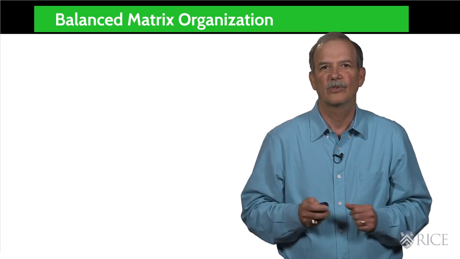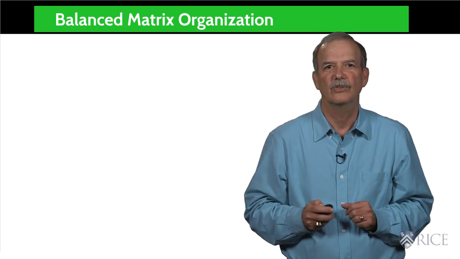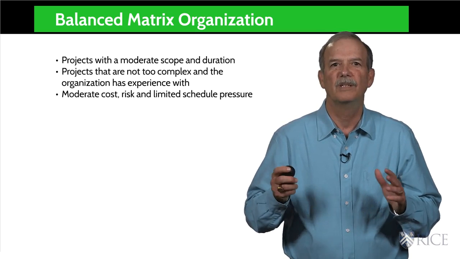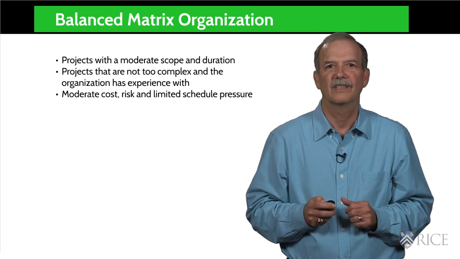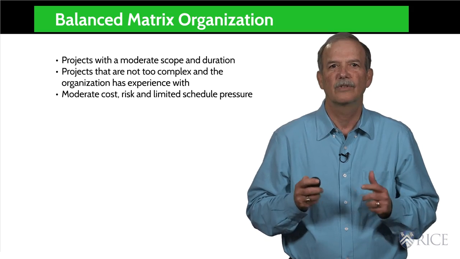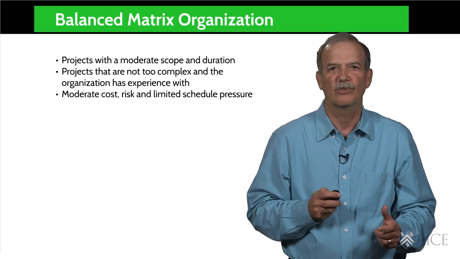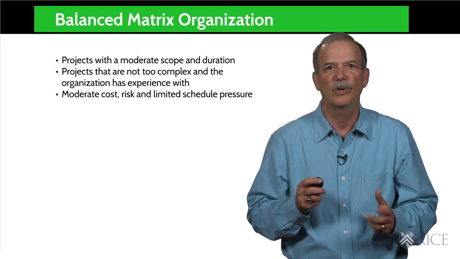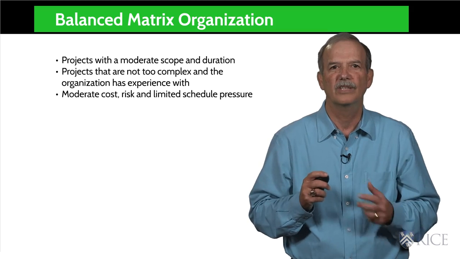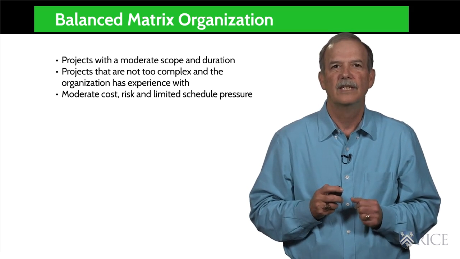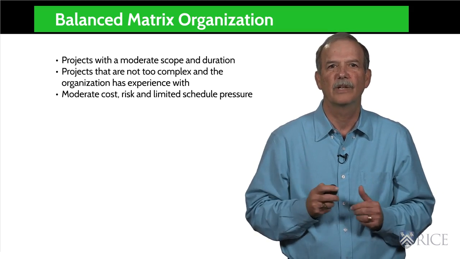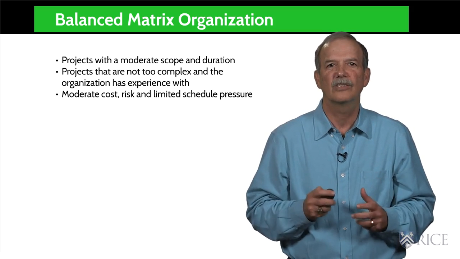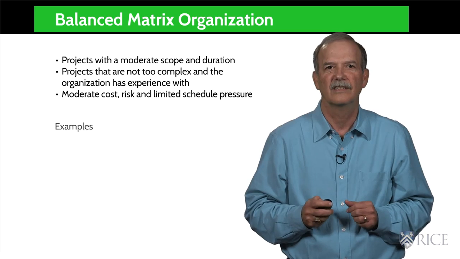The balanced matrix organization. Where is it used? These projects tend to be larger in scope and more complex than those that successfully use the functional or weak matrix organizations. They are small to moderately sized and slightly more complex, requiring more coordination to be successful. Typically, the organization has some experience with these projects and the cost and schedule pressure is not intense.